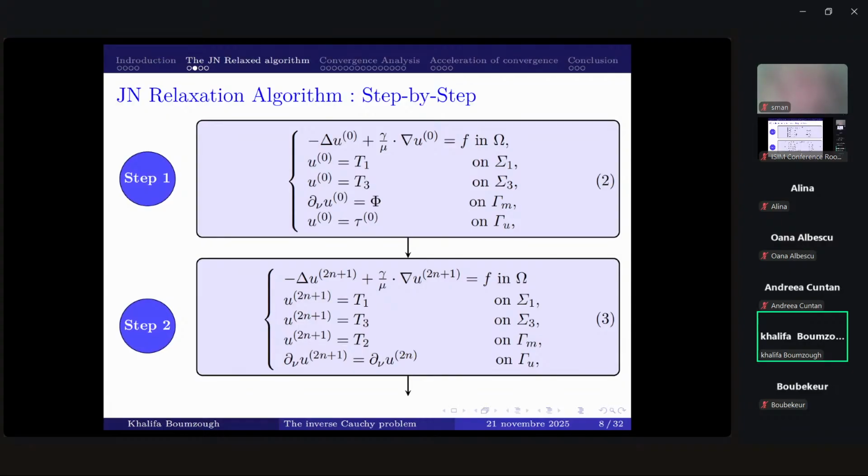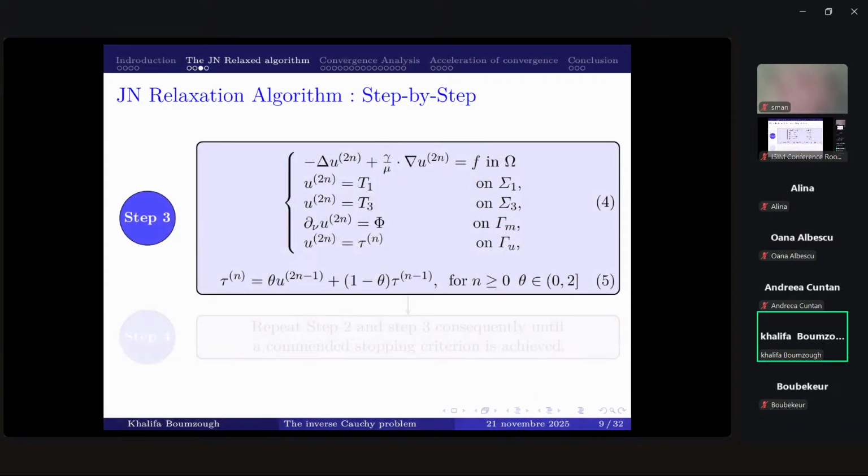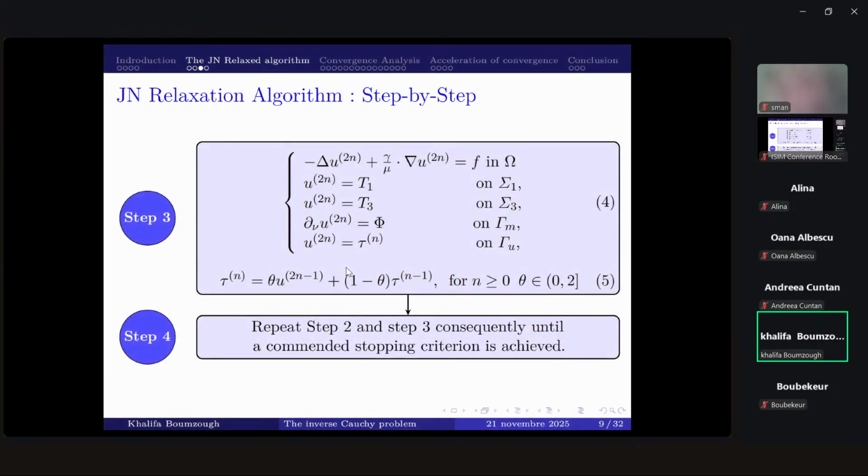Taken from the previous even iteration, this problem is well posed and produces an updated solution. And step 3, even iteration with relaxation, solving another well-posed problem, now imposing Neumann data on gamma m and Dirichlet data on gamma u given by the relaxed updated. And for step 4, we repeat the odd and even iteration until convergence.